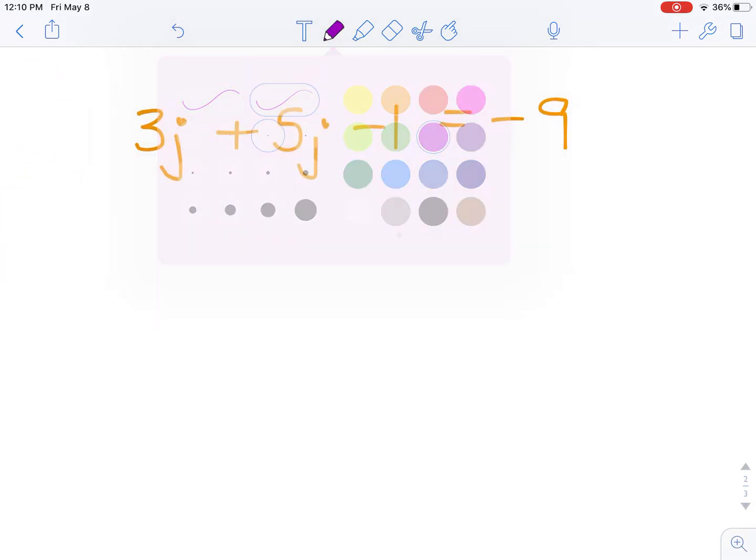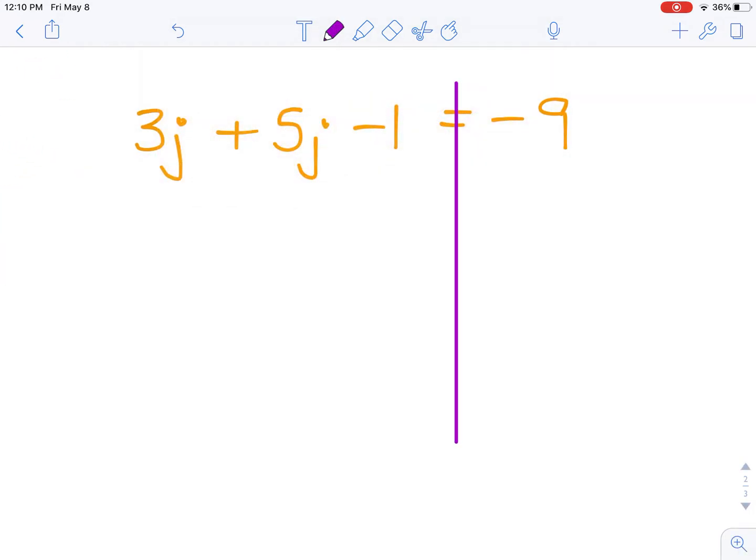I always like to put a line through my equal sign to keep myself organized. When you're on the same side of the equal sign, we do what's called combine like terms. You do as the sign says. So 3 plus 5 is 8, and you keep your j. Minus 1 equals negative 9. Next, if we want to move this negative 1 to bring it to the other side, we are going to add 1.